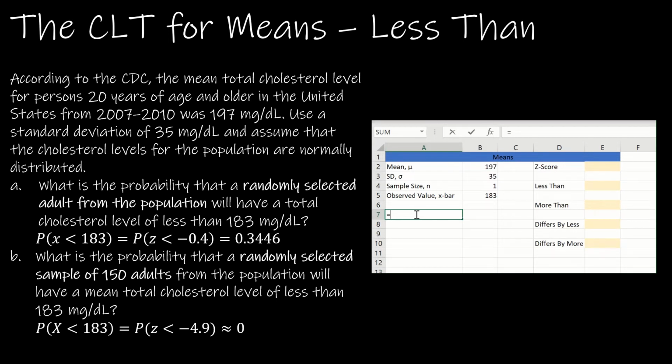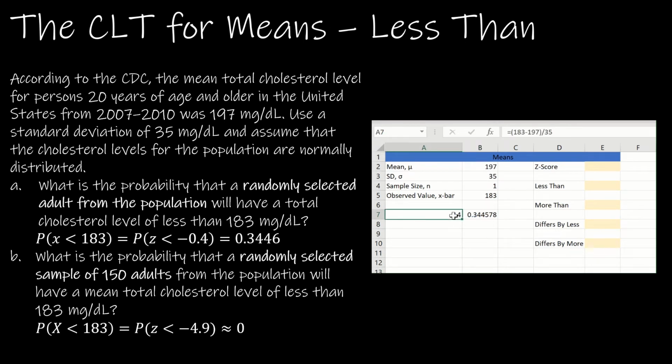For the first question, where I'm dealing with the probability from the population, I would find the z-score by taking the observed value, 183, minus the expected value of 197, which is the mean, divided by the standard deviation of 35. Remember, that does match my z-score. And then I would find the probability of the area to the left, which, if you'll recall, is just NORM.S.DIST using my z-score, comma, 1. Remember, NORM.S.DIST finds that area to the left.